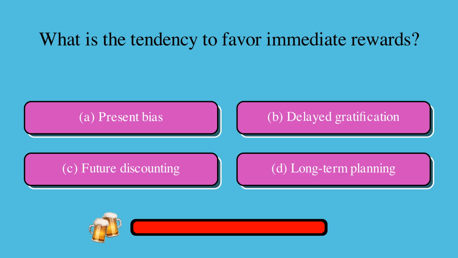What is the tendency to favor immediate rewards? Is it A, present bias, B, delayed gratification, C, future discounting, or D, long-term planning? The correct answer is A, present bias.